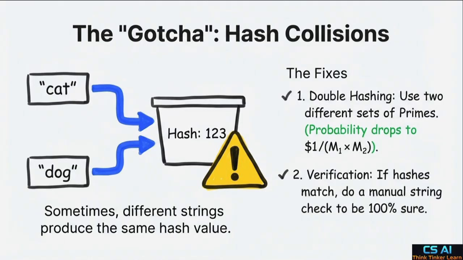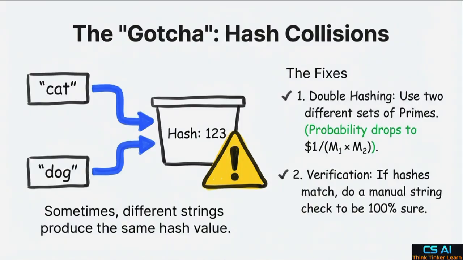Now we have to talk about the gotcha: hash collisions. Sometimes two different strings, like "the cat" and "the dog", might accidentally produce the same hash value, say 123. If we just trust the number, our algorithm will give a false positive match. There are two primary fixes. First, double hashing. Use two different sets of primes to generate two different hashes for every string. The probability of both hashes colliding simultaneously is astronomically low.